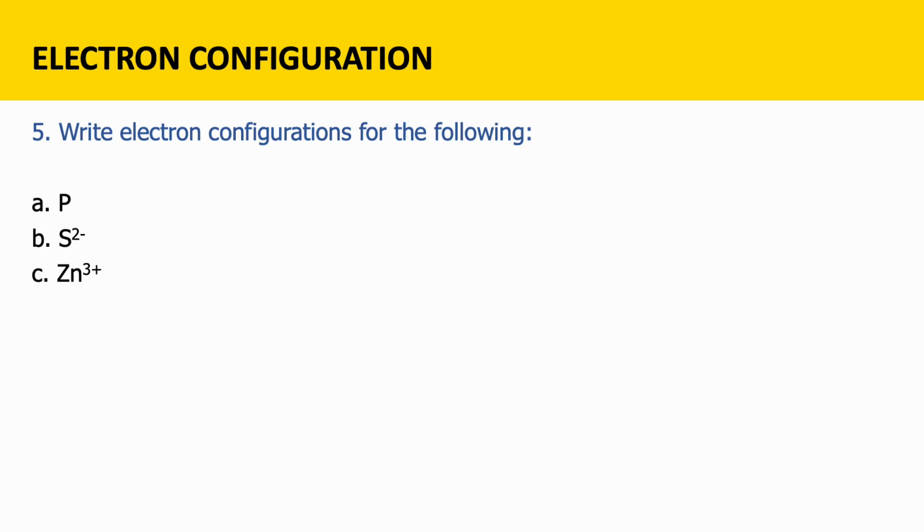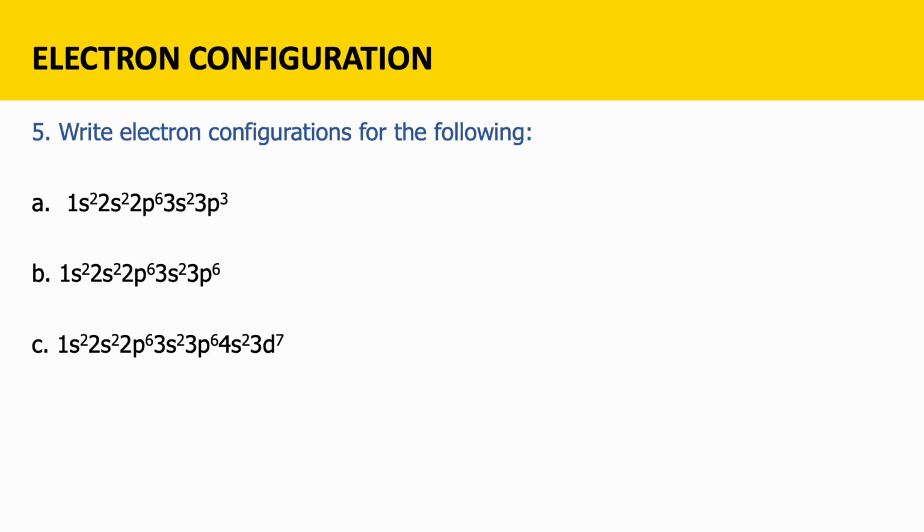So write the electron configuration for the following species. You have your potassium, sulfur, and zinc ions. Okay, so I will give you time to write your electron configuration. You can have your periodic table open for this one. Okay, so your answer should be this one, this one, and this one.